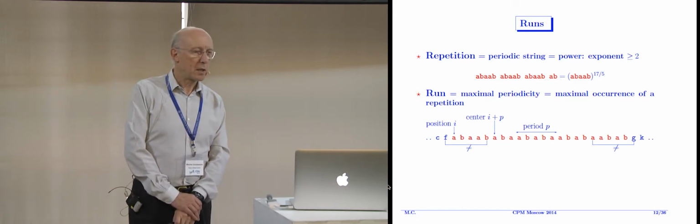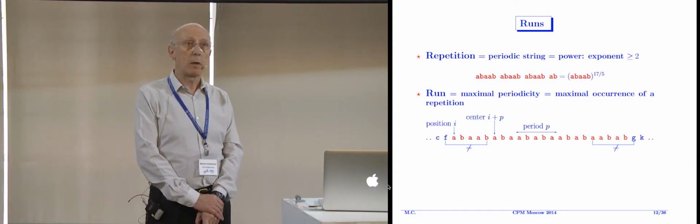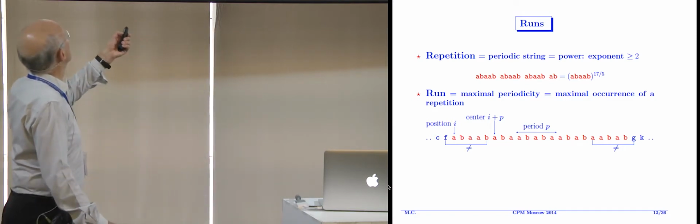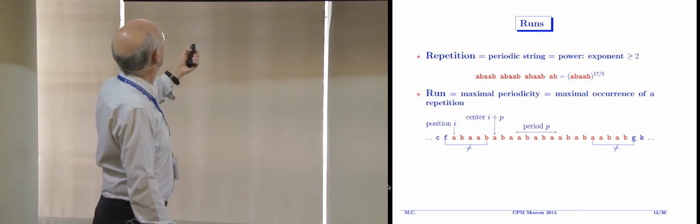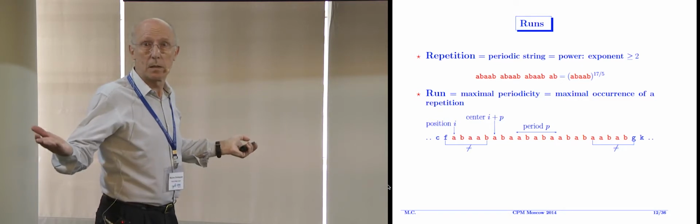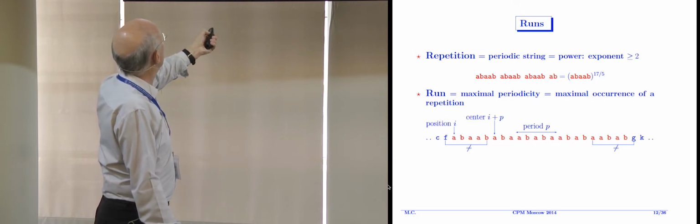Now I would like to discuss another point, the notion of a run. A run is not a string. A run is an occurrence of repetitions in a string. So for instance, here you have this string, which is a repetition, AB, repeating a certain number of times, and I am looking at some occurrence of this string in a larger text. We say that this is an occurrence of a run if you cannot extend it. So at the beginning, you cannot extend because this F is different from this B, and to the right, this A is different from this G.